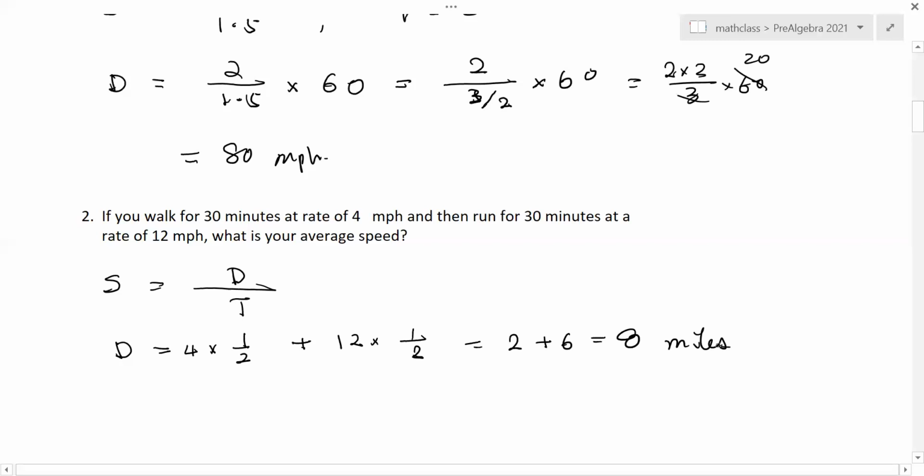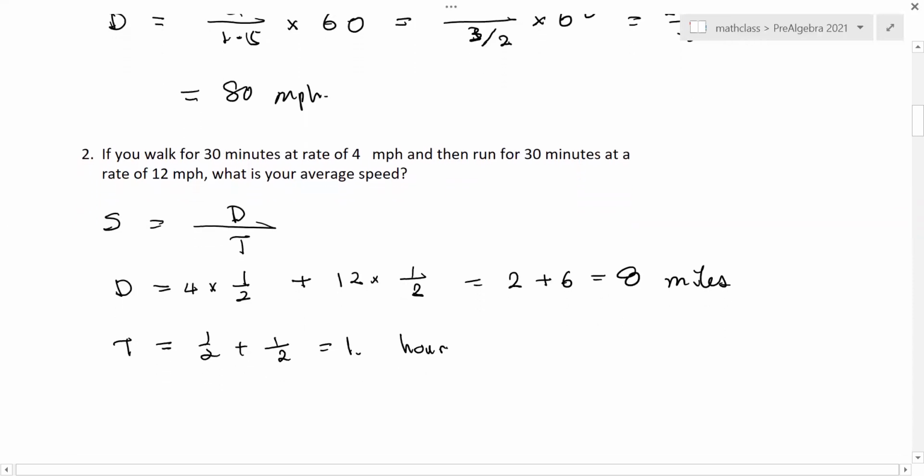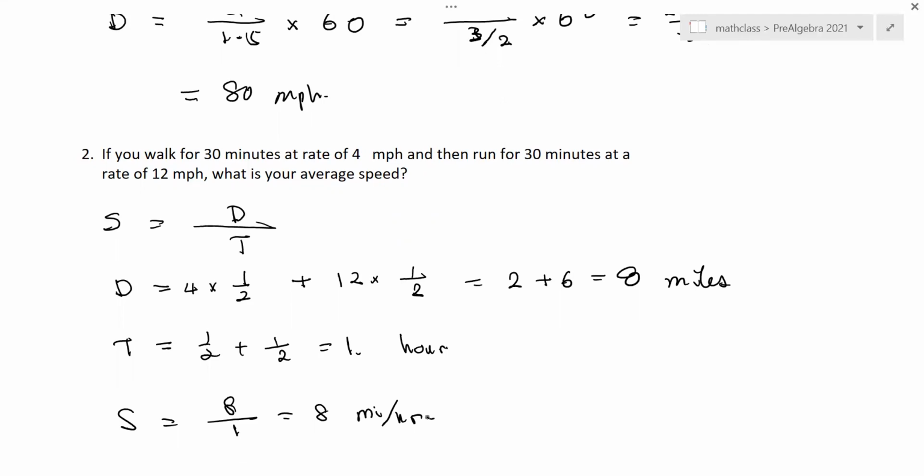Now you want to find the average speed, so you have to figure out the time. You could use minutes, but usually when we talk about speed it's per hour. So you have 1/2 plus 1/2, it's 1 hour. Then the speed is 8 divided by 1, it's 8 miles per hour. Yeah, that's how you do it.